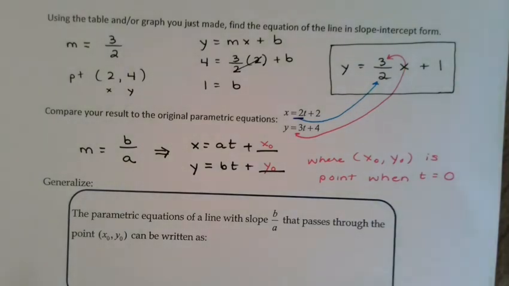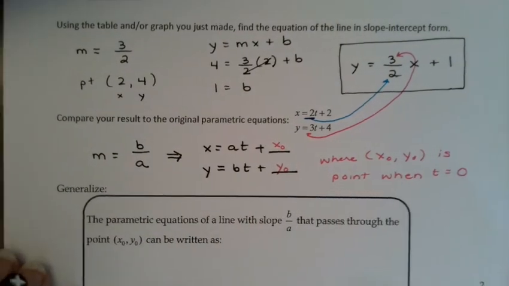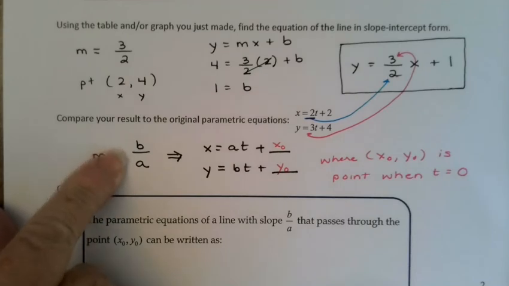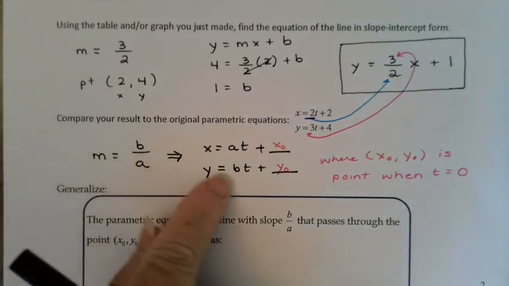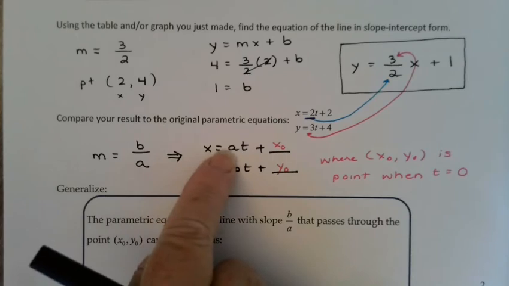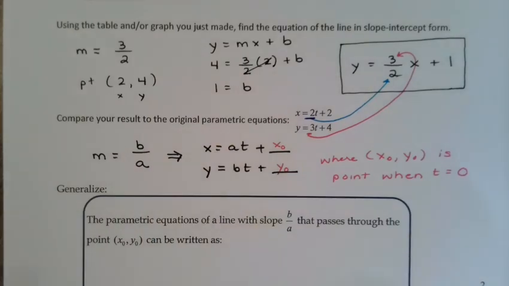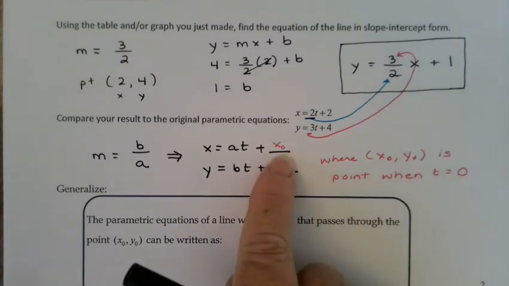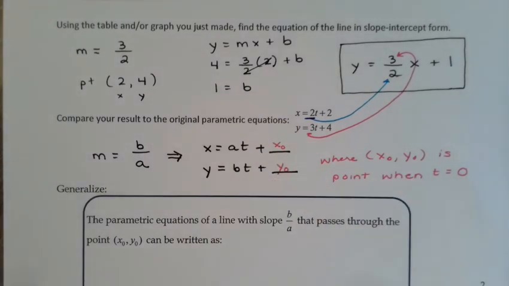So there's kind of a little recipe, if you will, for coming up with parametric equations for a line. If we know the slope of the line, b over a, that really tells us the coefficients, b and a, in the parametric equations for x and y. And then if we know our starting point, where we are when time t equals 0, some point x naught, y naught, those become the add-ins in our parametric equation.